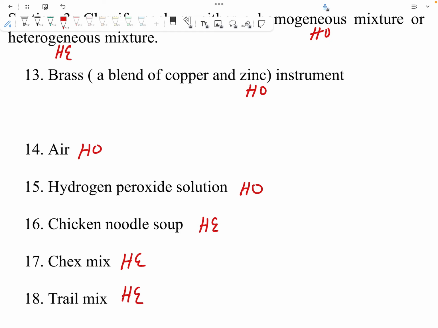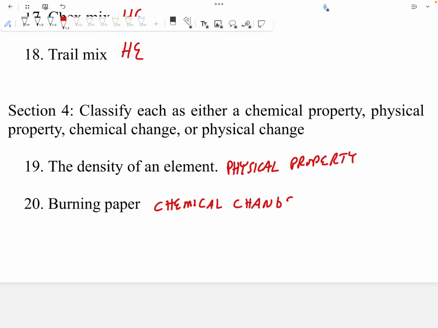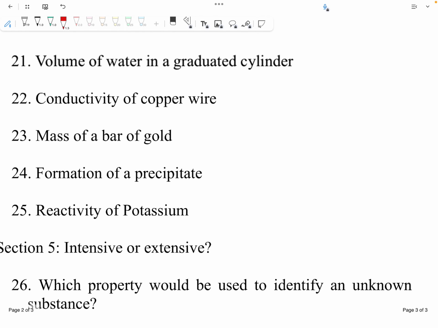Number 19, or 18 of these, the density of an element. We're talking about properties now, or chemical properties, physical properties, chemical change or physical change. We have a density of an element. Well, that happens to be a physical property. Okay. Burning paper is a chemical change. It is something different than it was before. Number 21. Volume of water in a graduated cylinder is a physical property.